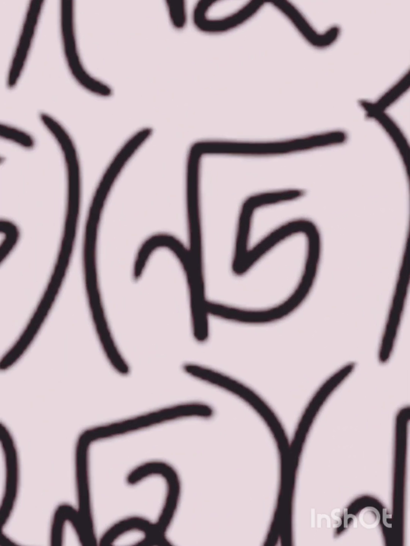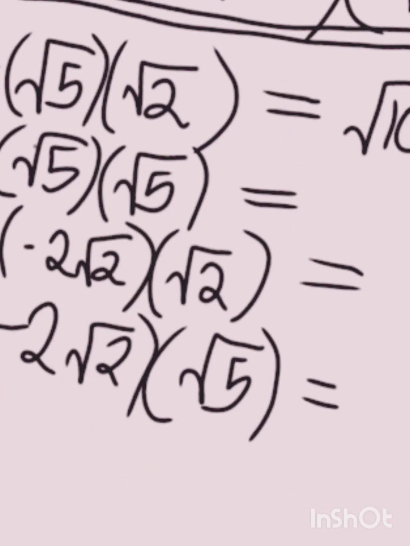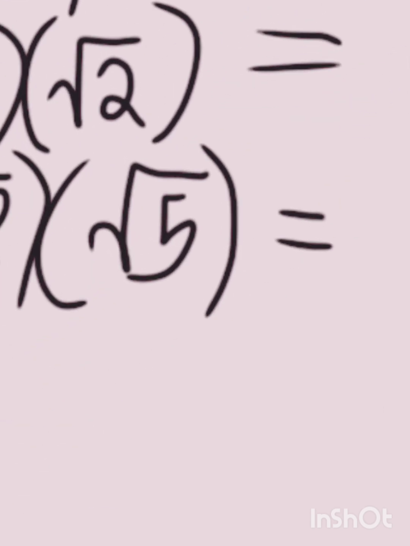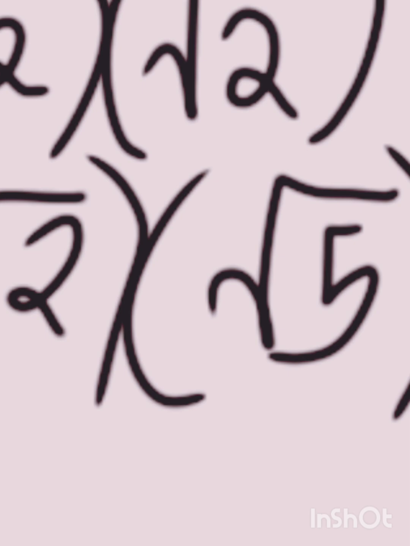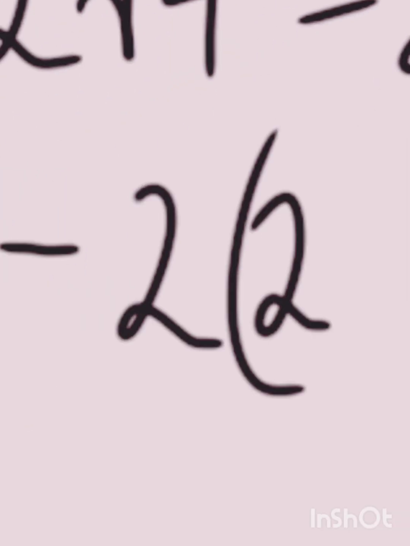Now let's try to multiply it. Square root of 5 times square root of 2, which is square root of 10. Next, square root of 5 times square root of 5, which will be square root of 25, but since it's a perfect square, the answer will be 5. Let's put 5 there. Next, this negative 2 square root of 2 times square root of 2. We will only do the radical because it only says here. So the answer will be negative 2. We will copy the negative 2 and then square root of 4. But there's a factor of 4, so what is the square root of 4? 2. So negative 2 times 2 is negative 4.